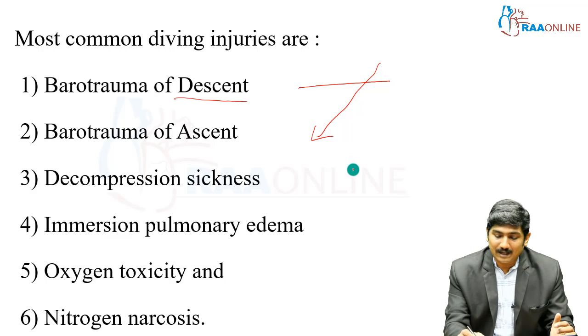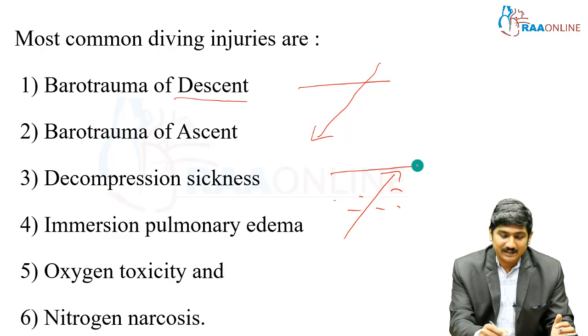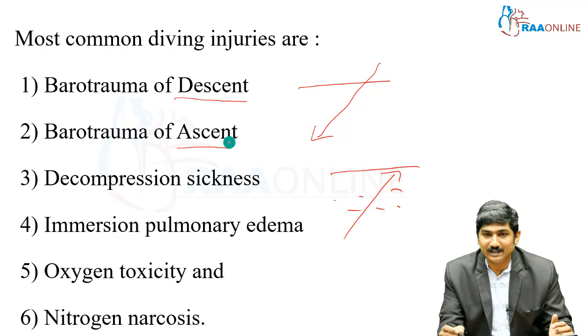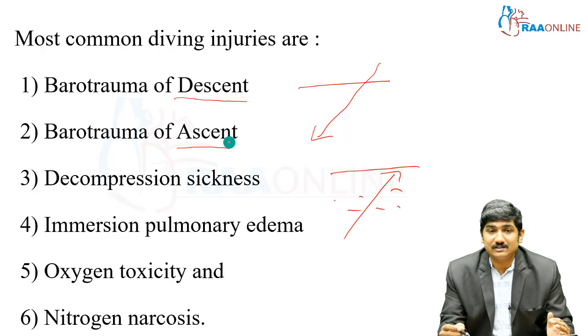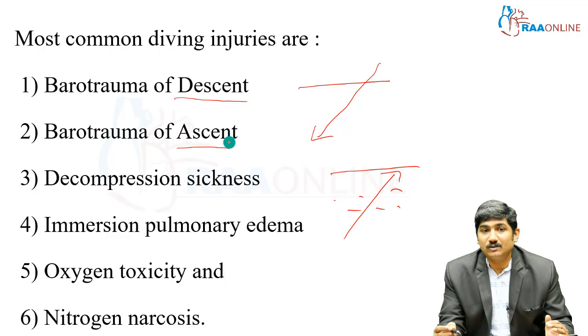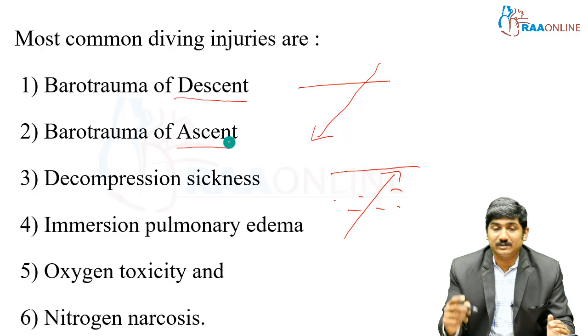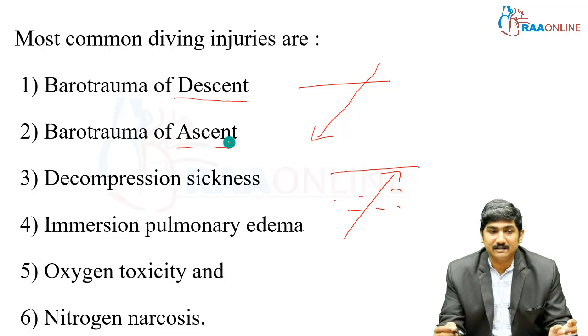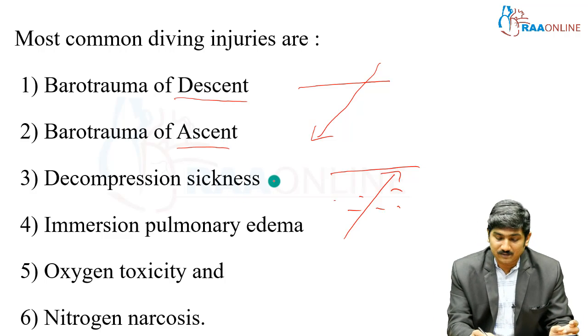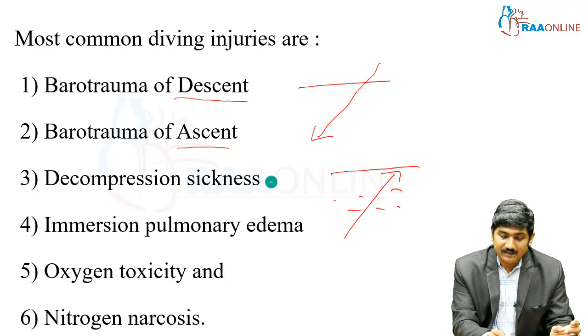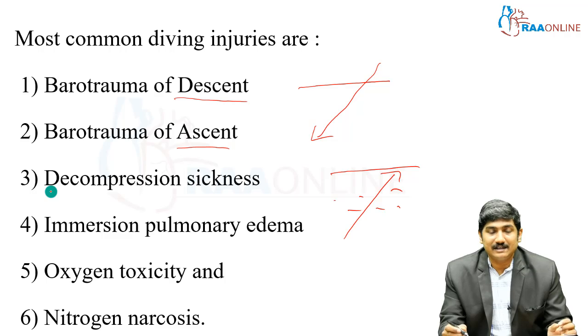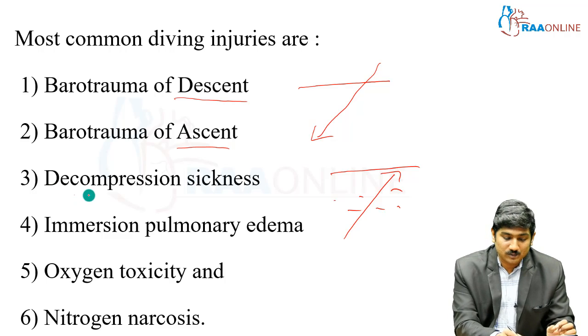When he comes up from the water to the surface, what happens to him is barotrauma of ascent. You can also say this applies when he goes from the surface in a flight towards a high altitude. That is also called barotrauma of ascent. Then there is decompression sickness. We'll see that in detail. This is very important; it was the question asked in your DNB Emergency Medicine paper 1, 2023.